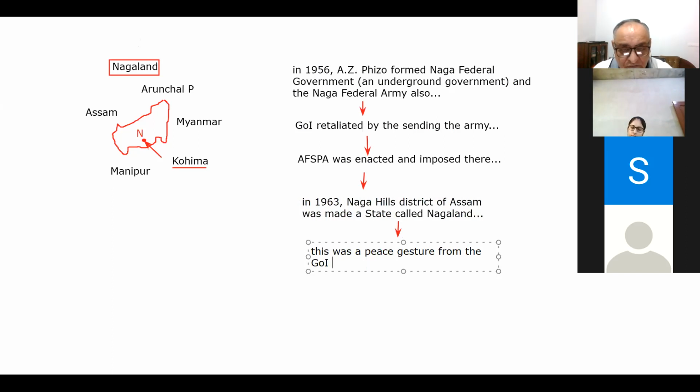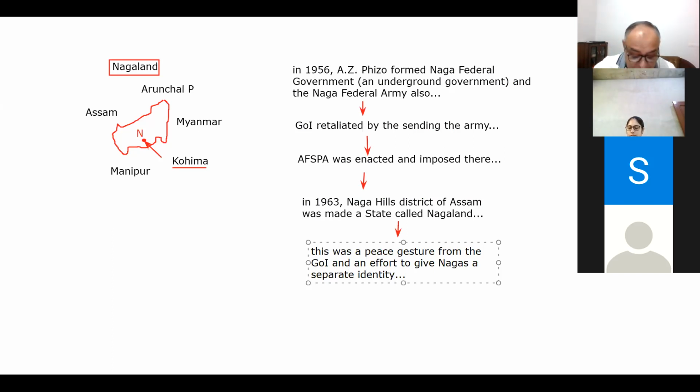An effort to give Nagas a separate identity. So Nagas को एक separate identity देने के लिए और एक peace gesture दिखाया गया ये गवर्नमेंट ऑफ इंडिया की तरफ से, right? So नागालैंड को स्टेट बनाया गया, right? That is there, right? So then you can say in 1964, right?